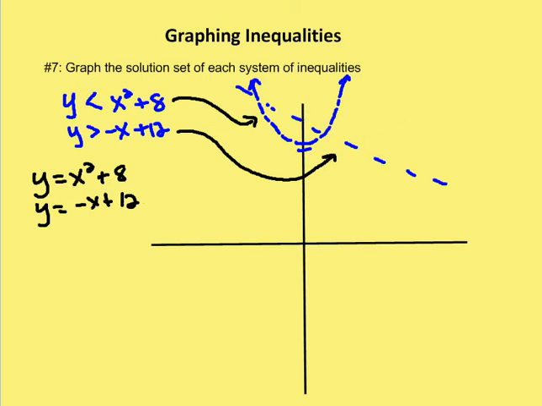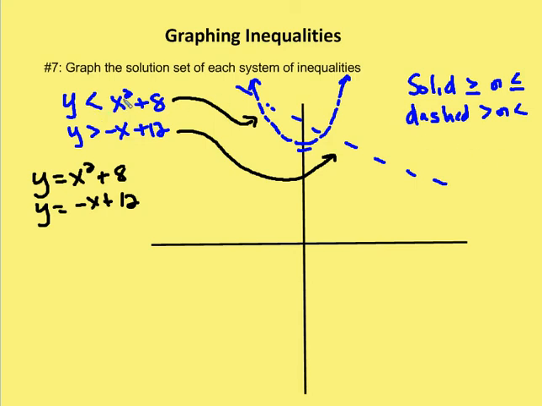Next thing we want to do is write a solid or dashed line. We write a solid line when we have a greater than or equal to, or less than or equal to. We write a dashed line when we have just greater than or less than. It's solid because when it's greater than or equal to, the line is part of the solution of the system of inequalities. When it's dashed, the line is not part of the solution.